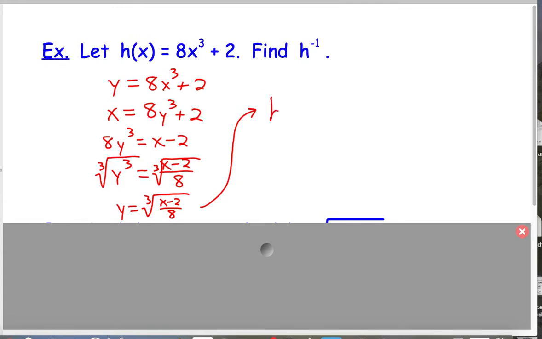So I can write my final answer, h inverse. I should write more formally, h inverse of x is going to equal the cube root of x minus 2, and then outside of the cube root is going to be 2, because the cube root of 8 is 2. So that's your most simplified answer.